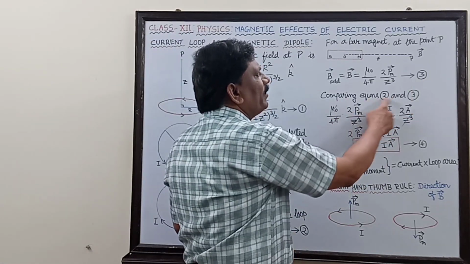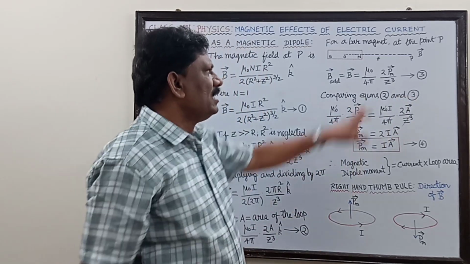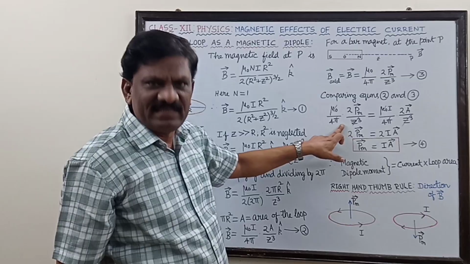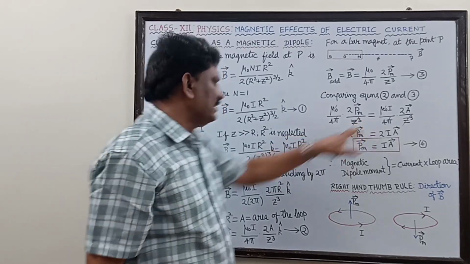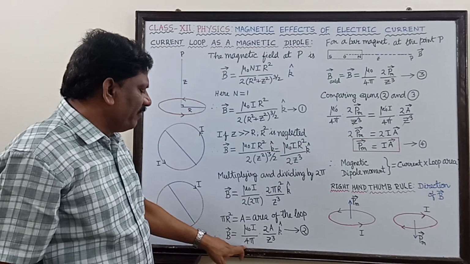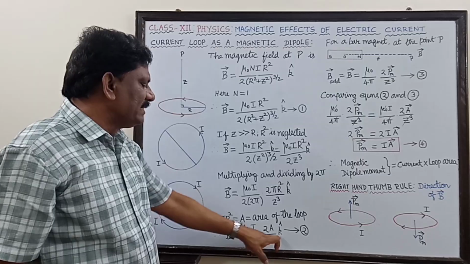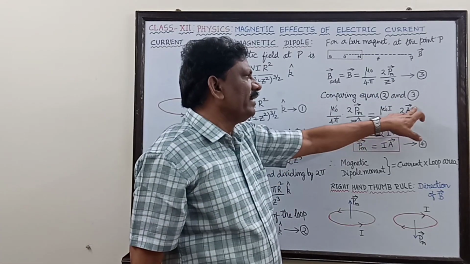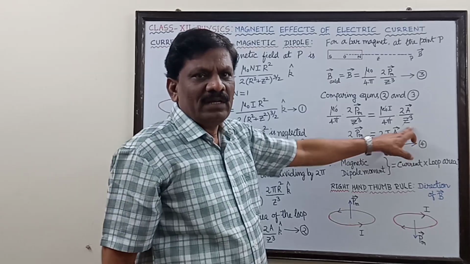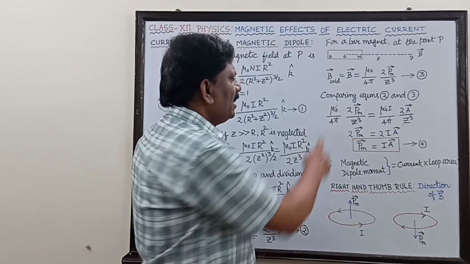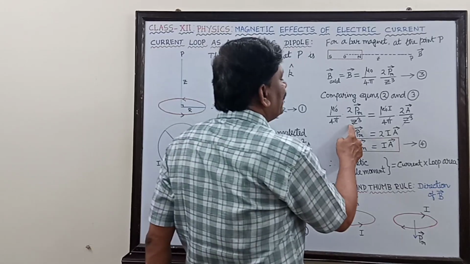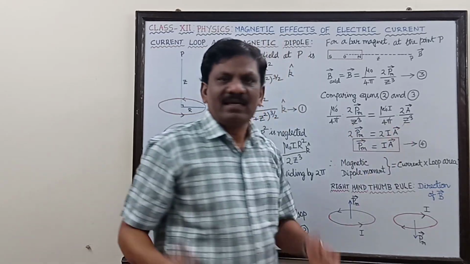Comparing equations 2 and 3, I write mu naught by 4 pi into 2 pm by Z cube on the left side, and I equate this to mu naught I by 4 pi into 2a by Z cube k cap, or 2 into A vector by Z cube. Now which are the common terms? Mu naught by 4 pi gets cancelled on both sides. Then Z cube and Z cube also get cancelled.